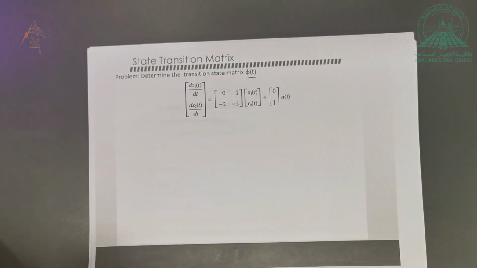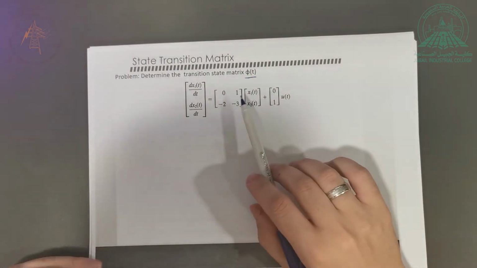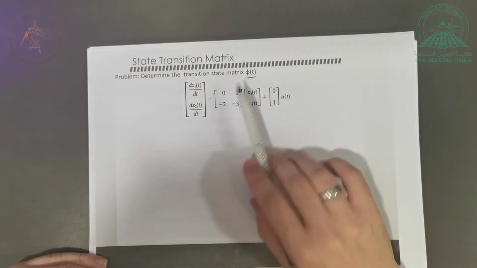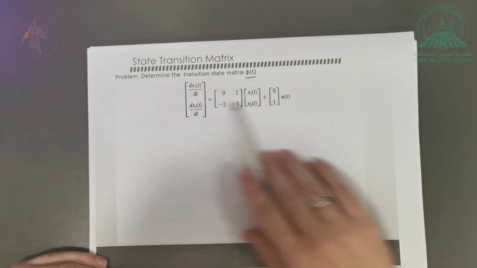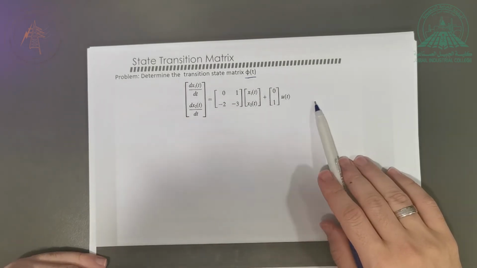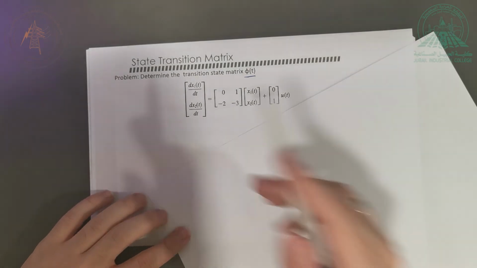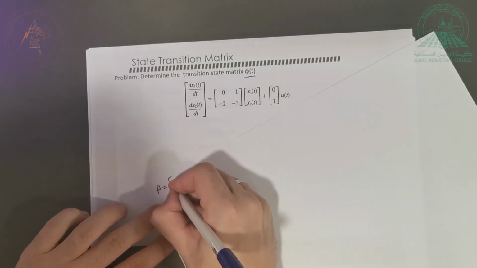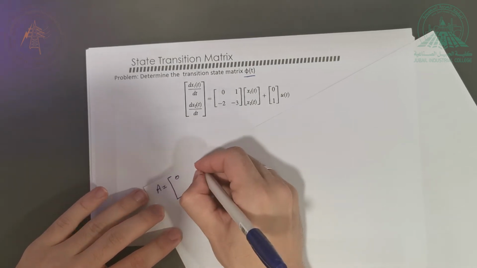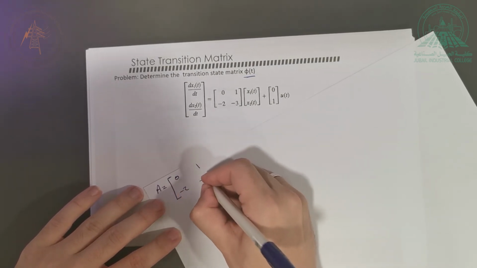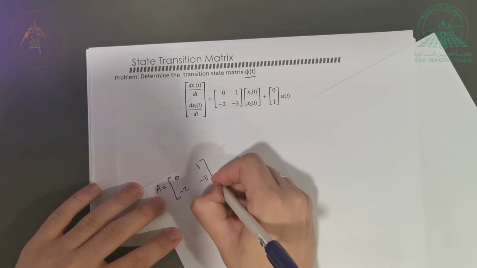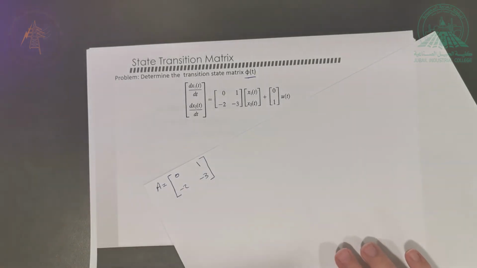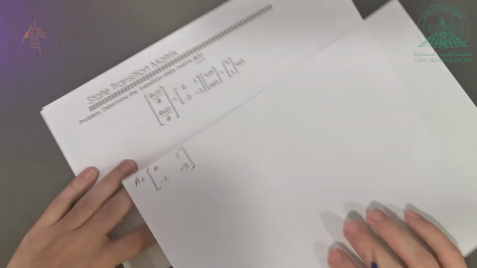Let me just bring a white paper here. Remember, in order to get this phi of t, the only thing I need is the A matrix, right? The question is giving me the state space model. I only need the A matrix. So I'll come here and copy the A matrix. A is equal to 0, 1, minus 2, minus 3.